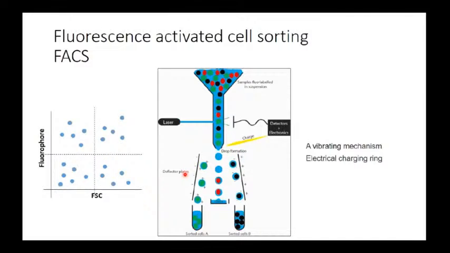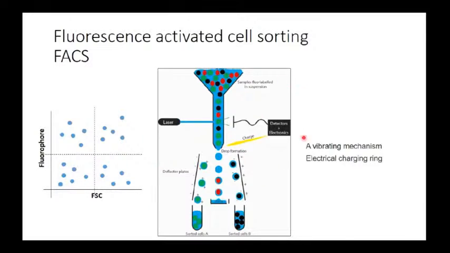I can choose actually. For example, if I have this data, this is the two-dimensional histogram, I can choose to charge the high fluorescence cells with a positive charge, and the low fluorescence cells with a negative charge, and the other cells with no charge. Then the neutral cells will go to the waste. These might be just debris. I'm not interested in them. So it depends on what cells I'm interested in.